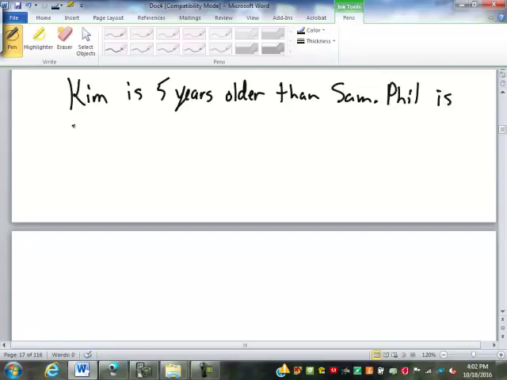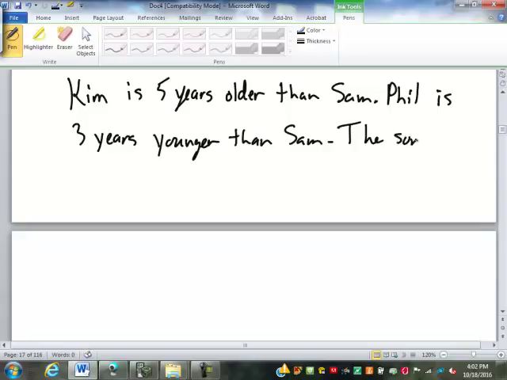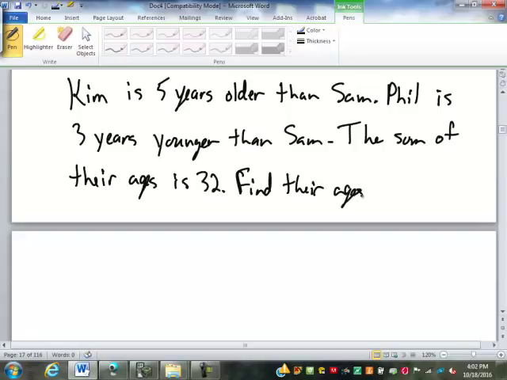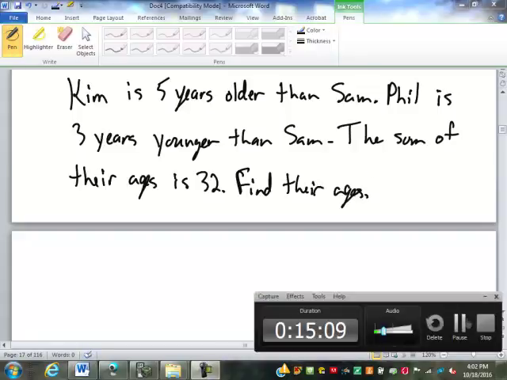Phil is 3 years younger than Sam. The sum of their ages is 32. Find their ages. I'll pause and give you guys a minute.